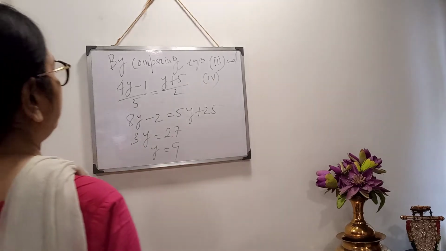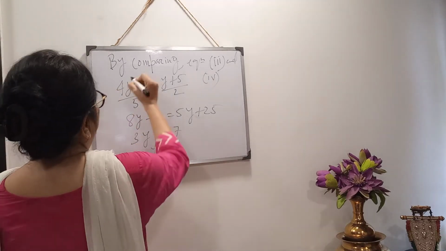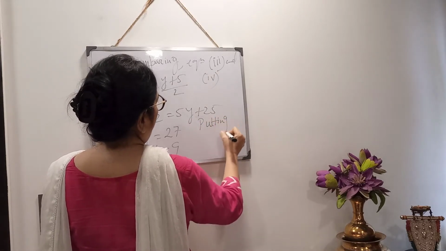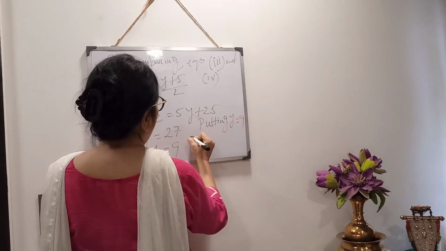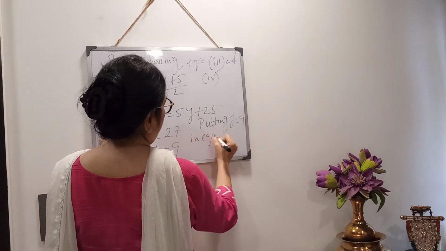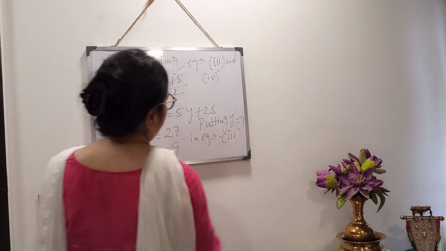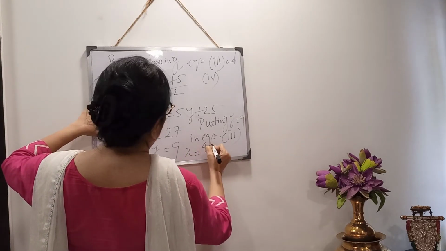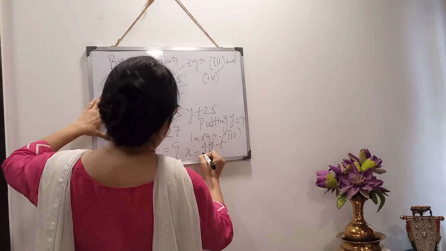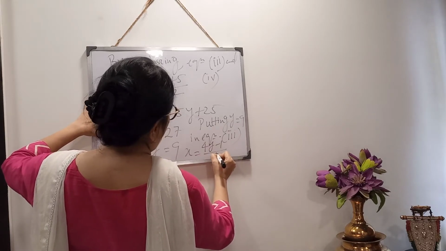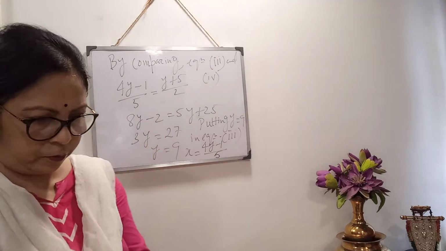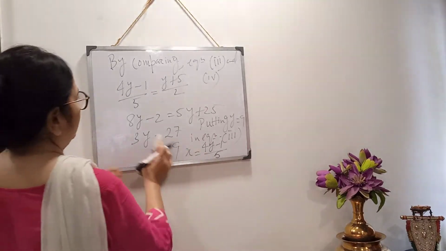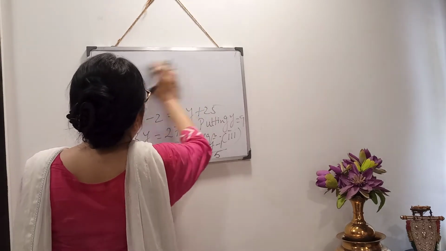Now we will put the value of y in equation 3. Putting y equals 9 in equation 3. Equation 3 was x equals (4y minus 1) by 5. Yes, 3 was this. Now you will put the value of y here.